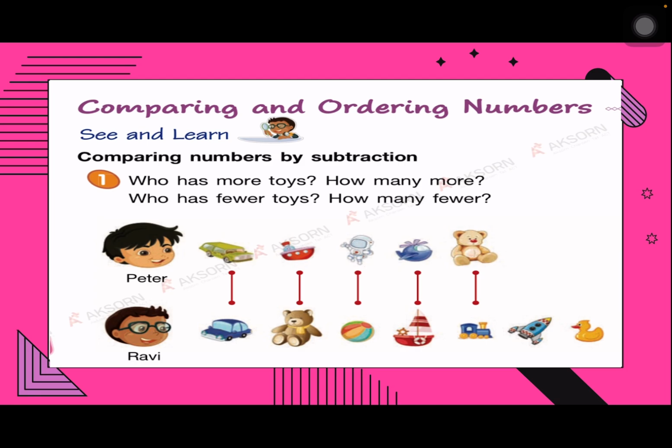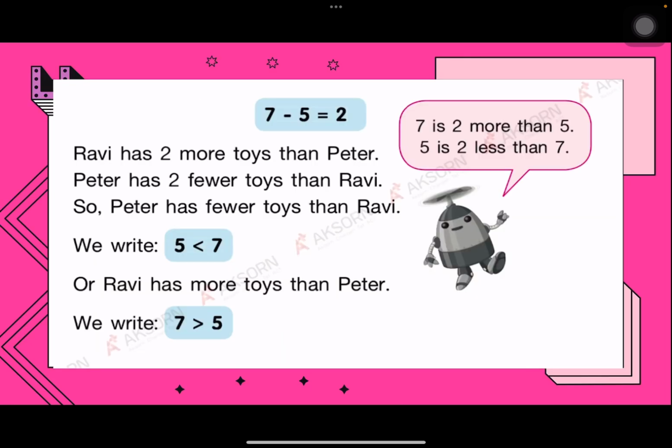Look at Peter, how many toys does Peter have? Peter has 5 toys, while Ravi has 7 toys. Now, we're going to compare numbers by subtraction. So we're going to subtract 7 minus 5. 7 is Ravi's toys and 5 is Peter's toys. So 7 minus 5 is equal to 2. Very good.